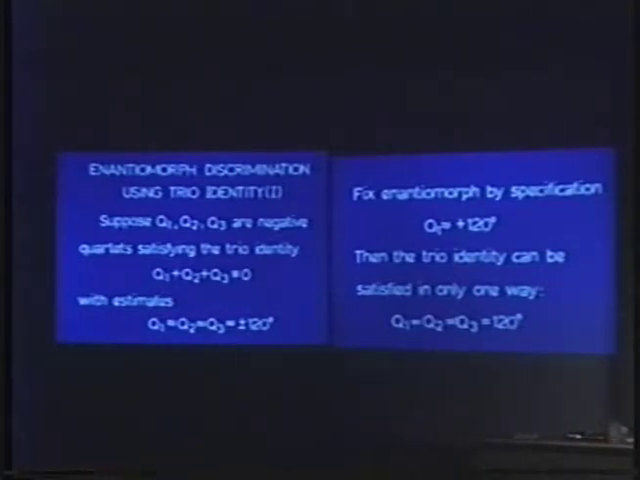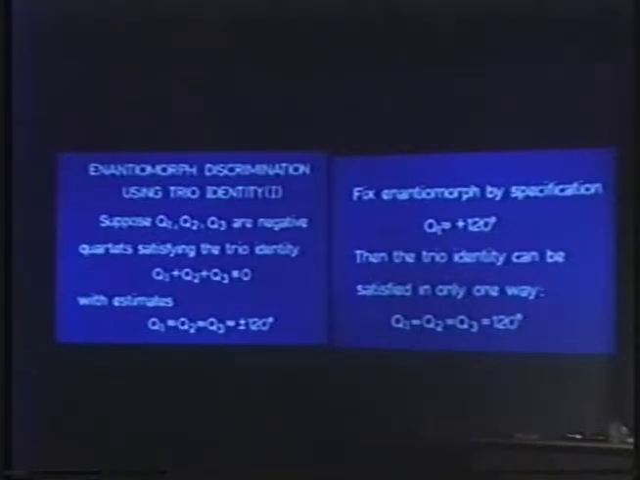That combination of signs being that Q2 and Q3 must also both be equal to 120 degrees, because only in this case will the sum of the three quartets add up to 0 or 360 degrees. In other words, the signs of the remaining two quartets are fixed by the specified sign for the first quartet, Q1. In short, once the enantiomorph is fixed by choosing the sign plus for the negative quartet, Q1, the signs of Q2 and Q3 are of necessity also positive.